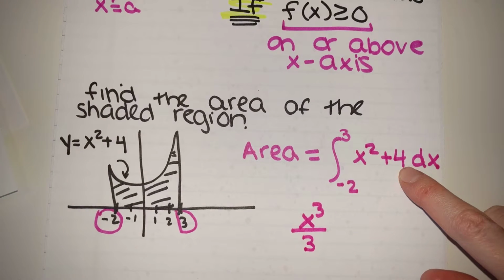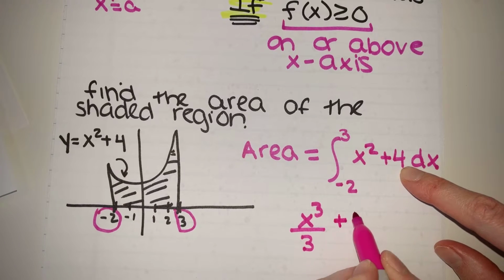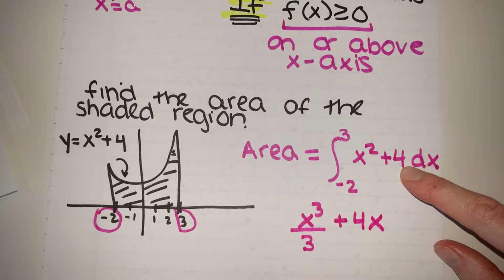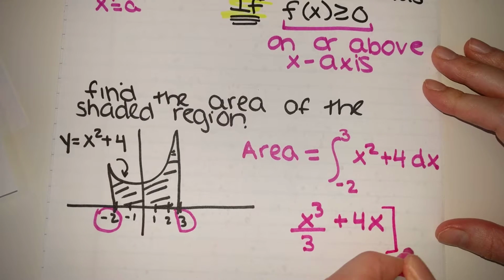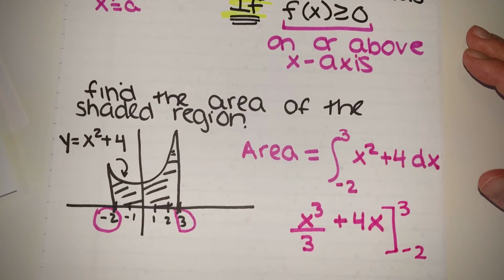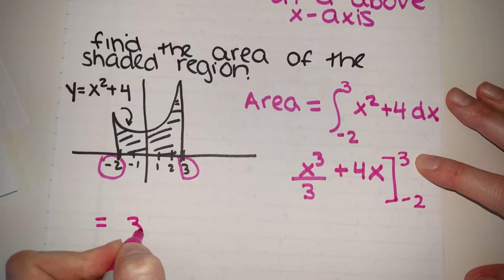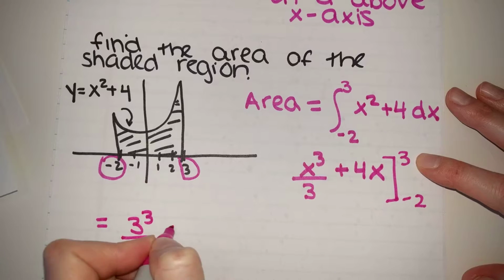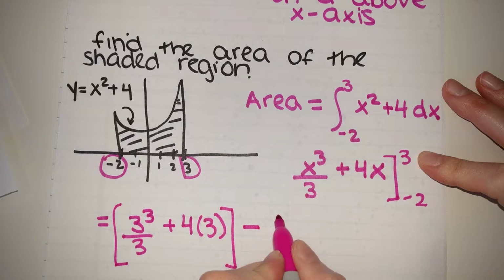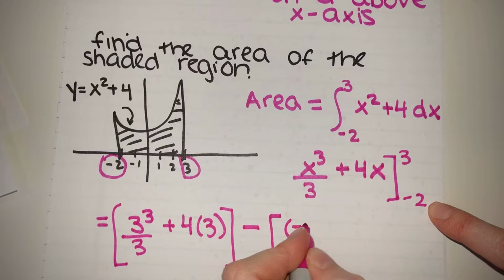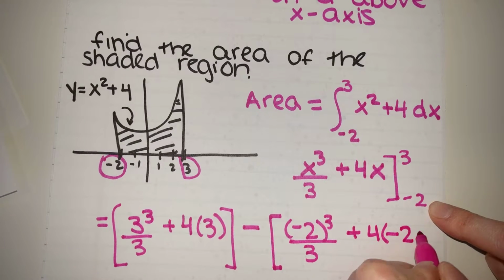Remember, with antiderivatives or integrals, we add. So the standalone constant does not go to 0. We add on to it, and it becomes a plus 4x. Now, because we have bounds, we're not going to add plus c. We are going to plug in the upper bound minus the lower bound. So we will start by plugging in 3. So we will have 3 to the third over 3 plus 4 times 3, minus, and then we'll plug in our -2 to the third over 3 plus 4 times -2.